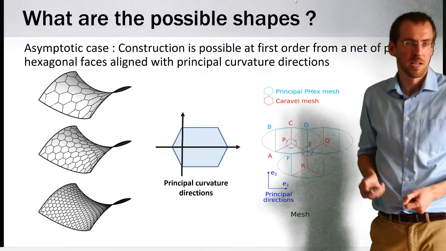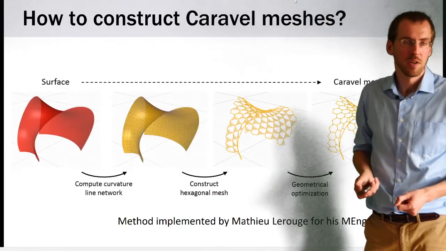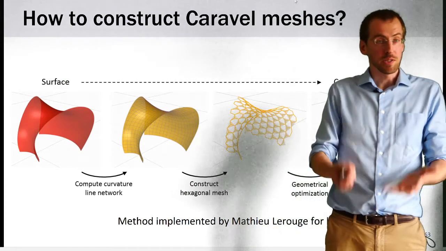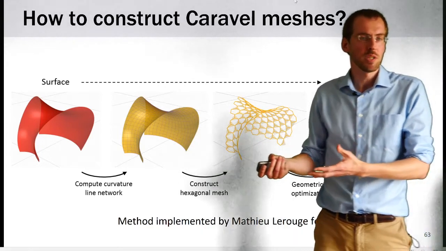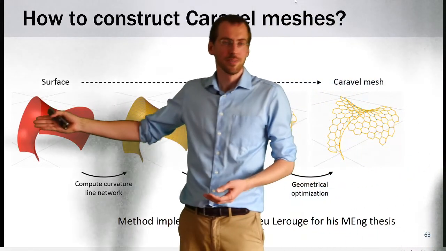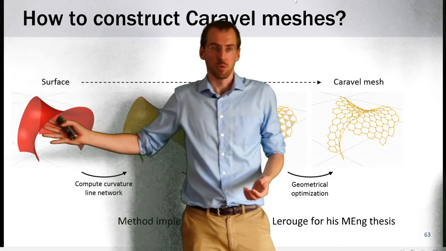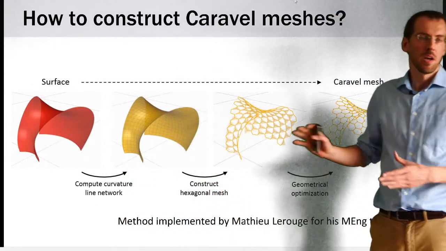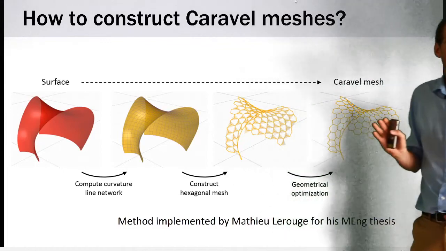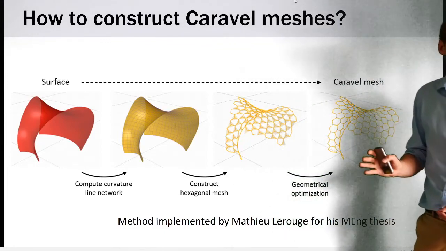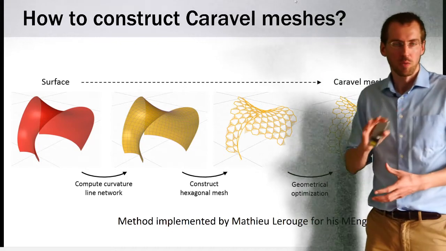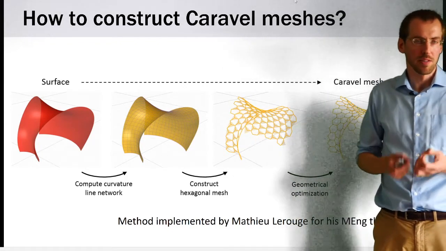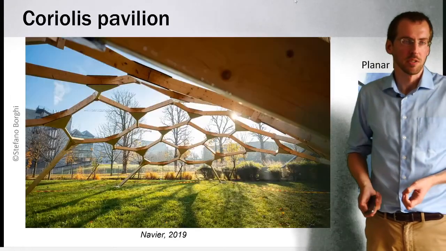Based on this observation, we developed in the master's thesis of Mathieu Lerouge a generation method for Caravelle meshes in which a designer would draw a reference surface. We would compute its curvature lines, construct a hexagonal mesh aligned with it, and apply geometrical optimization on it. And as we're already quite close to a good solution, this optimization works very well thanks to its proper initialization.